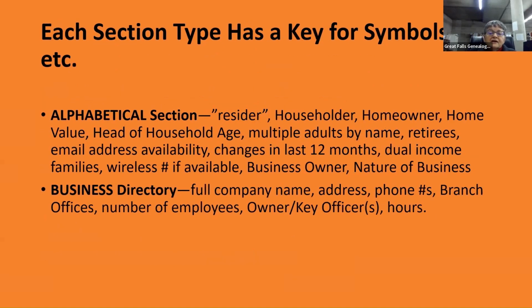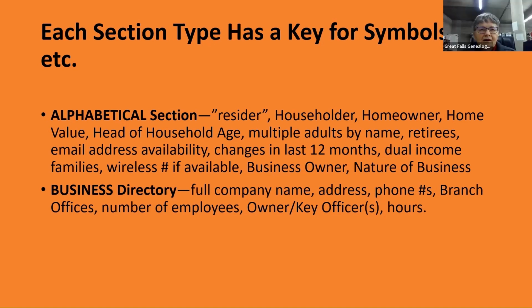Each section in the newer city directories has a key for symbols, and there are 6 sections. That's very different from what we've seen before. And I would tell you that in Montana, from what I've been able to see, these 6 sections appear beginning in 2015. There's an alphabetical section.